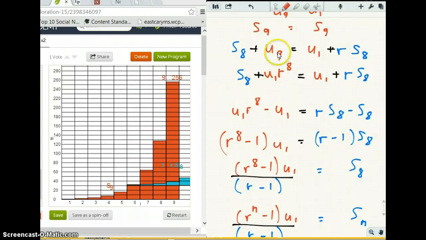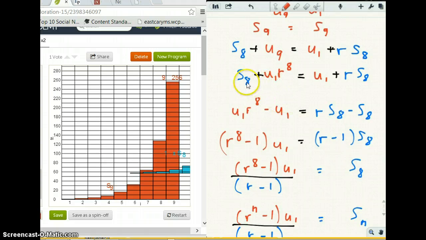I'm going to take U9, and the ninth term is equal to the first term times R times R times R times R, right? Because the first term is U1, and then the second term is the first term times R, and the third term is the first term times R times R, and the ninth term is the first term times R eight times. It's equal to U1 times R to the 8th. So that's what I have here. I changed U9 into U1 R to the 8th, and now it's just algebra.